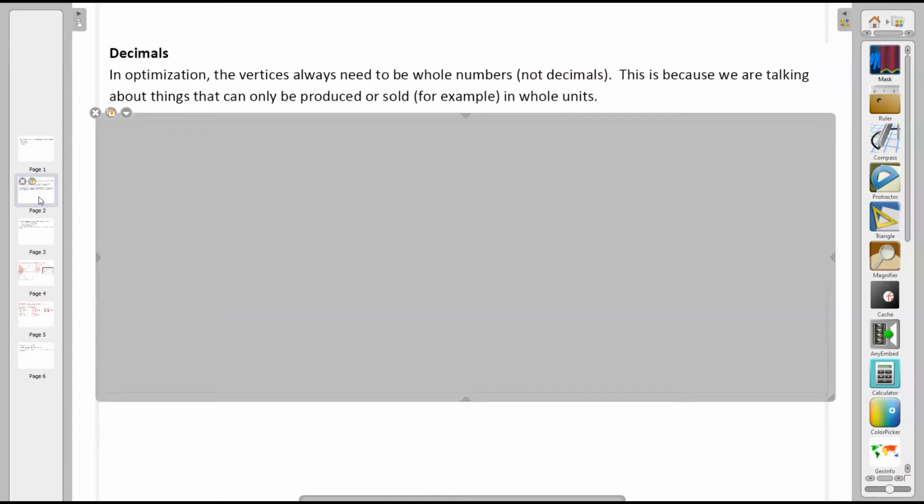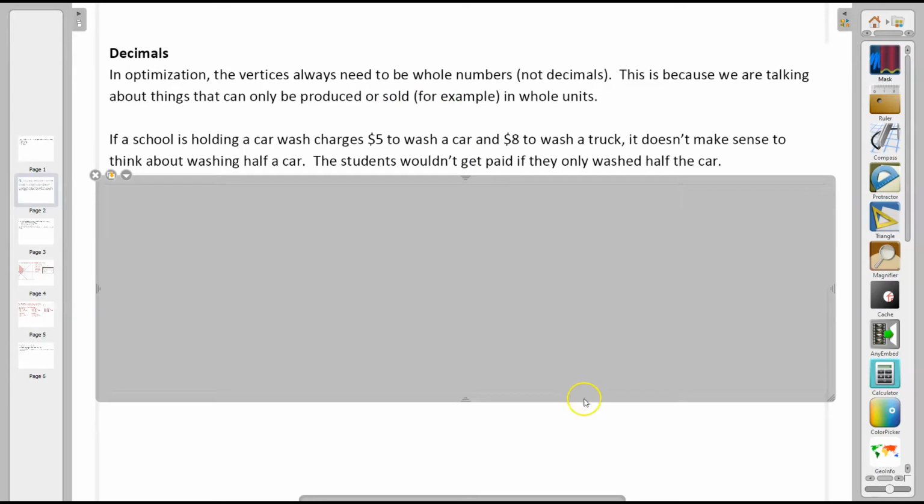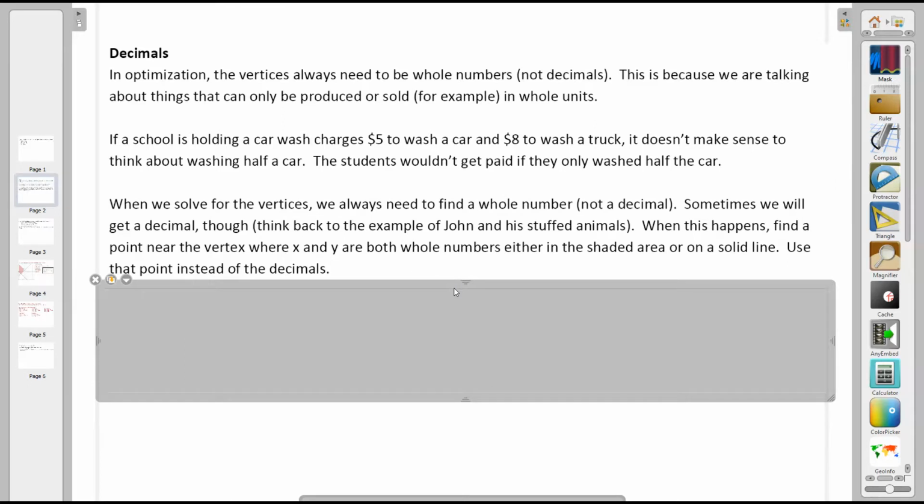In optimization, the vertices always need to be whole numbers and not decimals. This is because we're talking about things that can only be produced or sold in whole units. You can't have half a bear, you can't produce half a car, you can't sell half a car. So in the case of the school holding a car wash, they were charging $5 for a car and $8 for a truck. It doesn't make sense to think about washing half a car, and you can't get paid for only washing half a car. So when we solve the vertices, we always need to find a whole number, not a decimal.